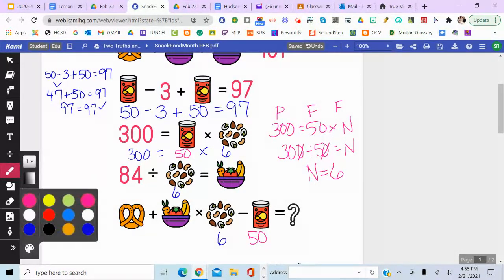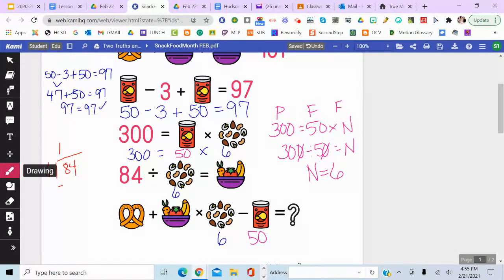So I'm just going to go over on the side of my paper and I'm just going to divide 6 into 84. And that's going to make life really easy because I don't have to move anything around. Everything's pretty straightforward. And I get an answer of 14. So that was easy. So the vegetable bowl is equal to 14.